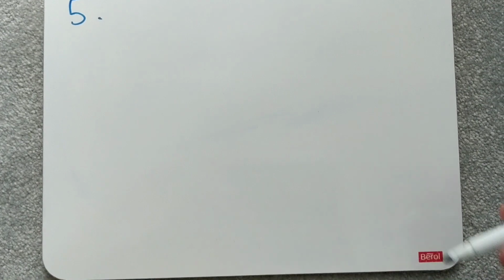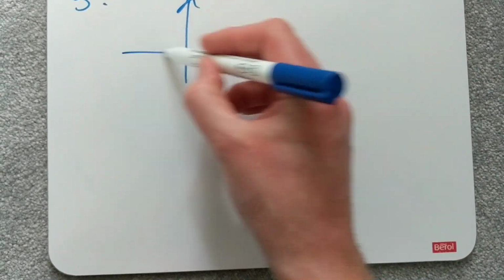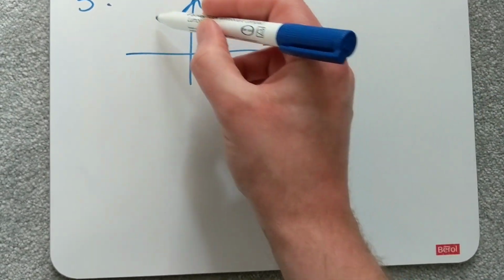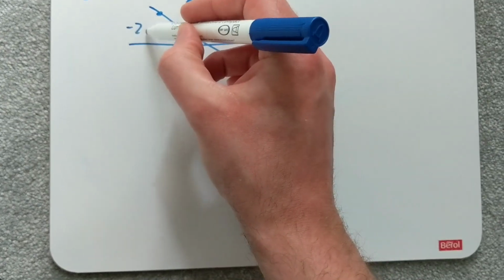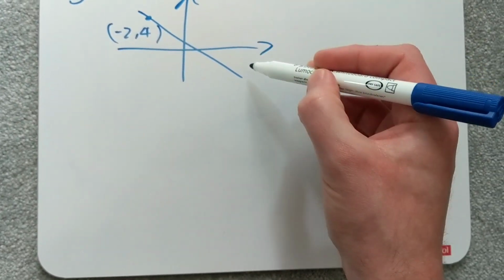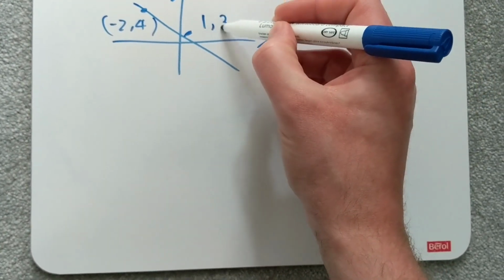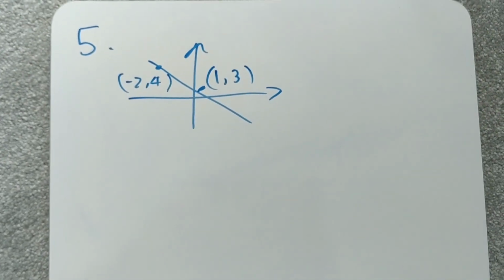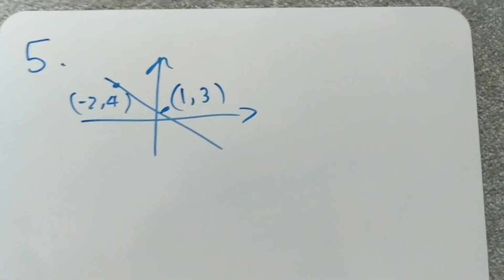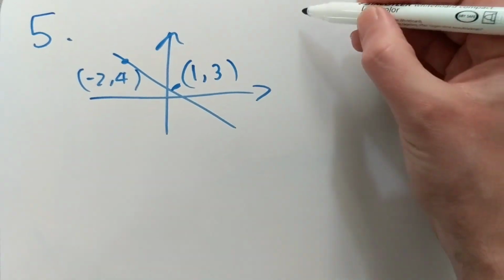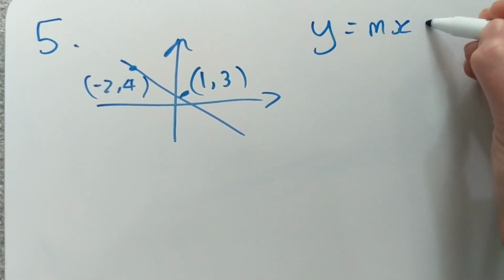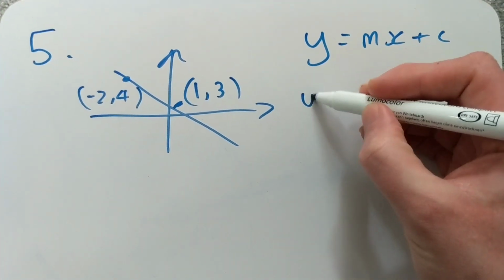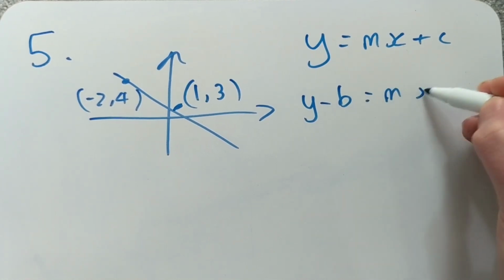Okay, question 5 is a straight line. You're given 2 points on it, minus 2, 4, and 1, 3. Okay, so you get 2 points in your diagram. You have to get the equation of this line. Now, the equation of the line can be y equals mx plus c, or it can be y minus b equals m bracket x take away a.